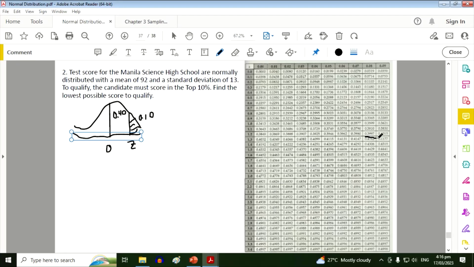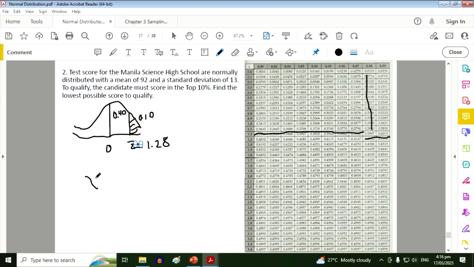Okay, we have this. This is between these two areas. So it's nearer to 0.3997. So therefore, our z here is 1.28. So it's positive because it's on the right side.